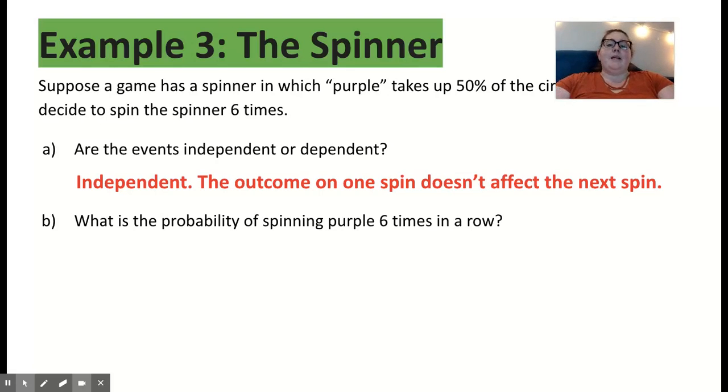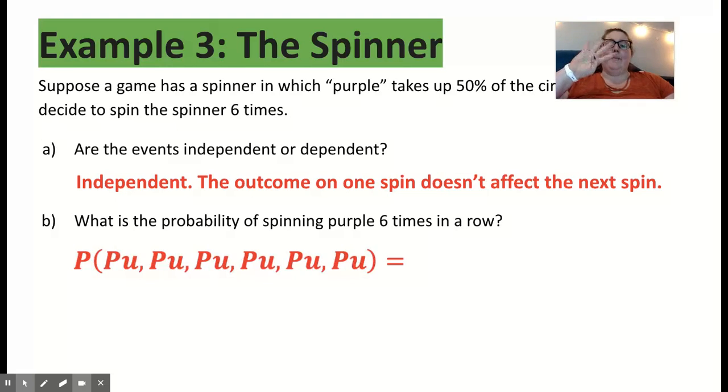So the probability of spinning purple 6 times in a row would be like saying, what's the probability of getting purple and purple and purple and purple and purple and purple again? It's a lot of purples. So I'm going to multiply, same as I did before, because these are independent events and I want a lot of ands to happen.